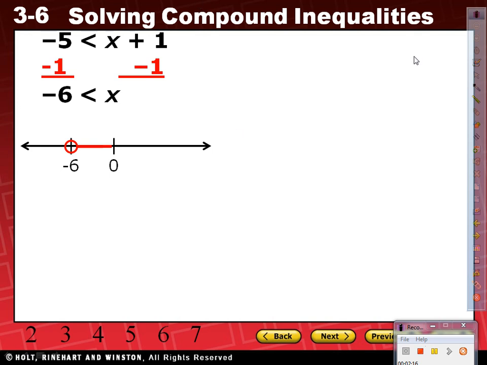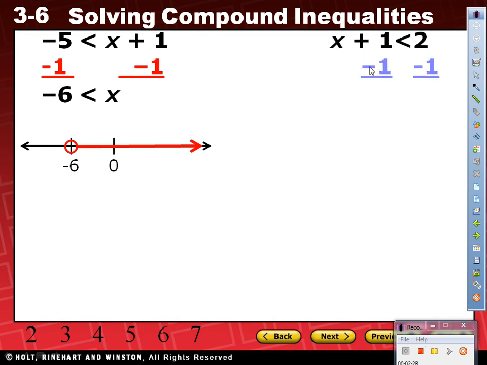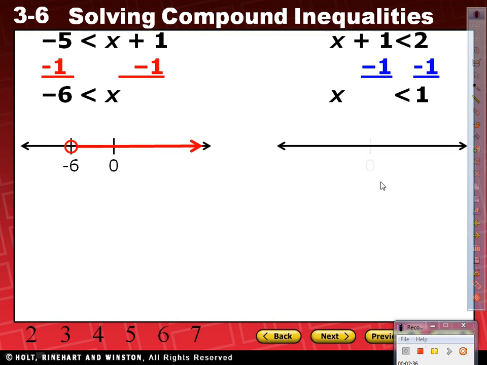Let me go to the next one. If I gave you this one, to solve this, I subtract 1 from each side. Those ones cancel. We're left with x is less than 1. To graph that, here it is. I get my 0. 1 is right there. Does it include the 1? No, it's an open circle. And I read it, x is less than 1, so everything to the left. So far, so good.